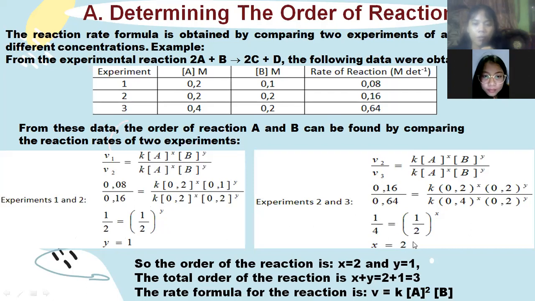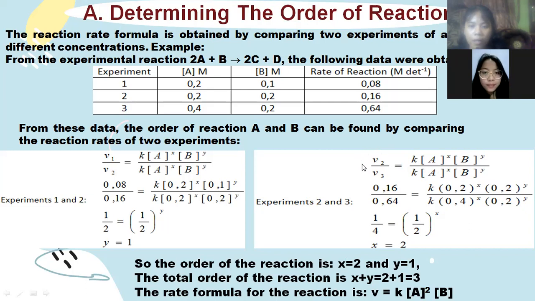And then how to find the order of reaction A? We must find where the B concentration is the same. The B concentration is the same in the 2nd and 3rd experiments, so we use the 2nd and 3rd experiments to find X. The formula becomes V2 over V3 equals K times concentration A X degree times concentration B Y degree over 2 K times concentration A X degree times concentration B Y degree.